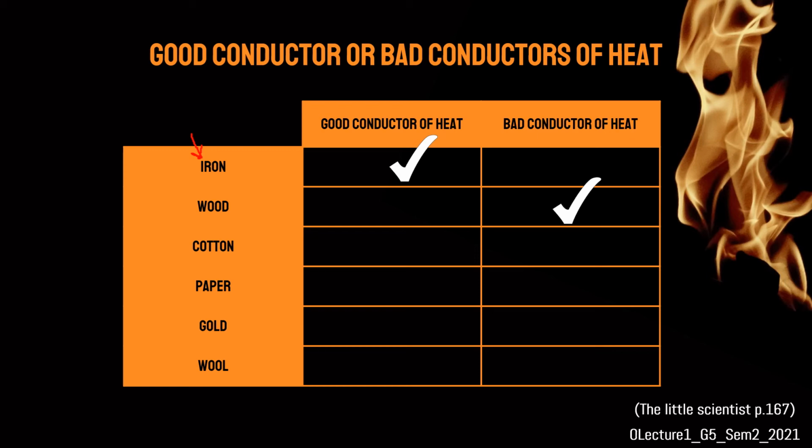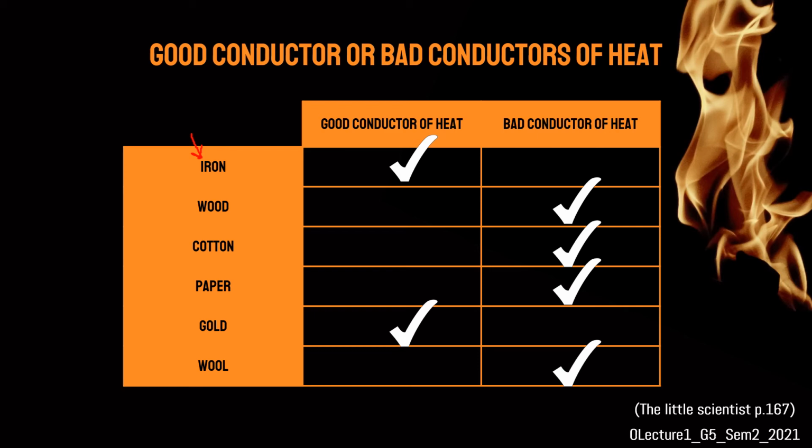Cotton. Cottons are bad conductors of heat. Papers, bad conductors of heat. Gold. Gold is a kind of metal, and metals are good conductors of heat. So gold is a good conductor of heat. Wool, which is a kind of tissue. So cotton and wool are bad conductors of heat.